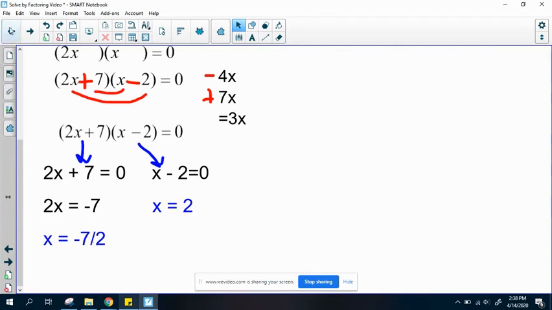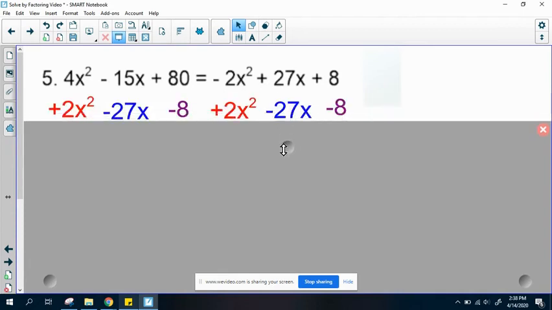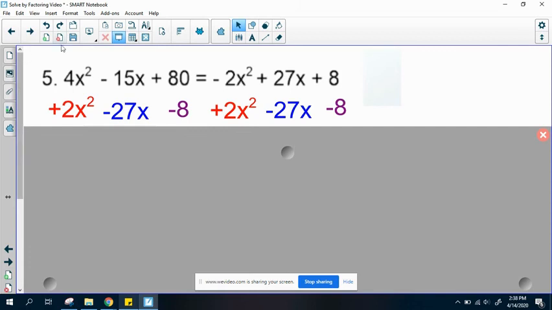All right, last problem. Here's a doozy. There's so much going on over here. Okay, so the first thing is I need to move everything over, but I already have things that are similar. So I'm going to add 2x over, but notice I'm going to put them underneath my 4x squared that I already have. I'm going to subtract 27 over, and I'm going to put it underneath the -15 I already have.